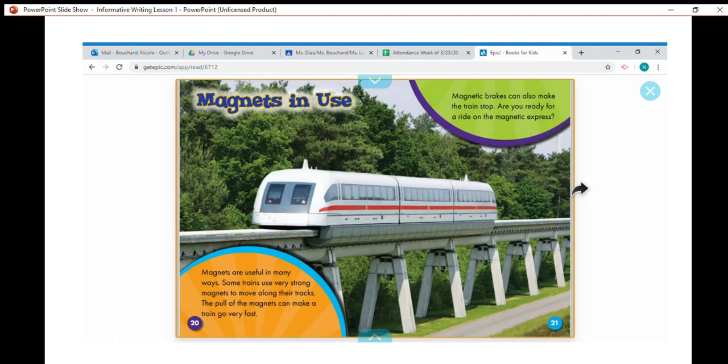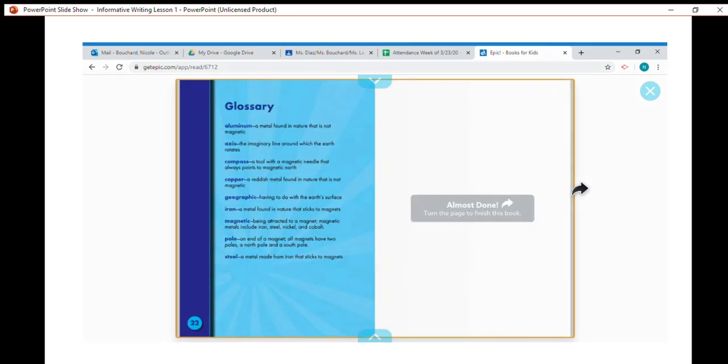Again, I see more pictures that have captions, and I see a glossary at the end. So here's one example of an informative text that explains what we might need to have in our informative text.